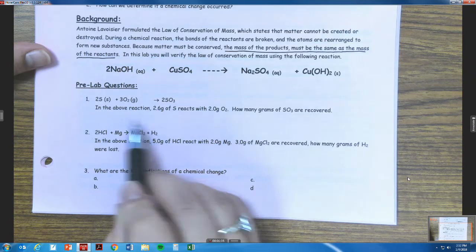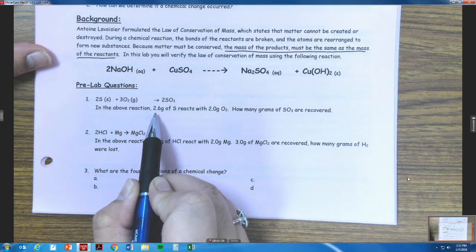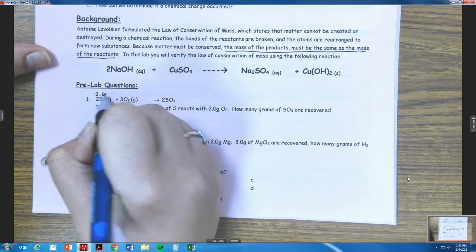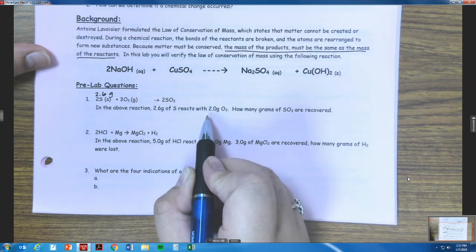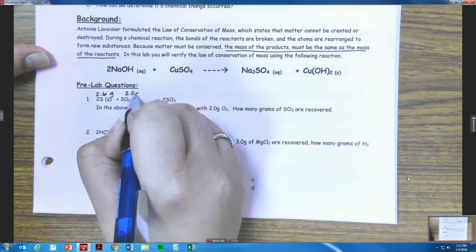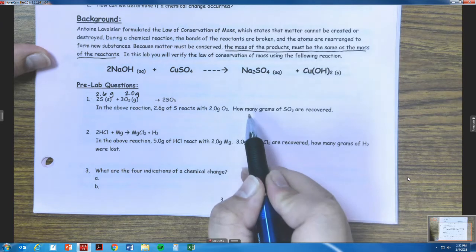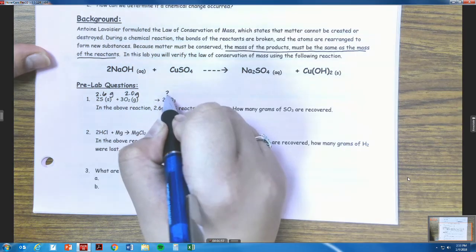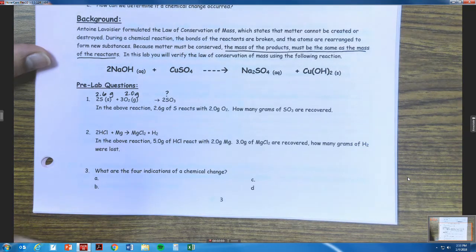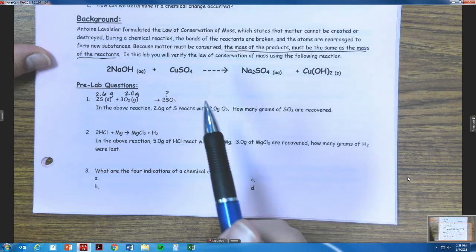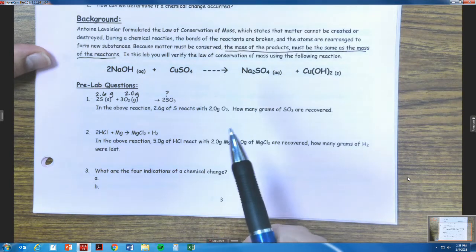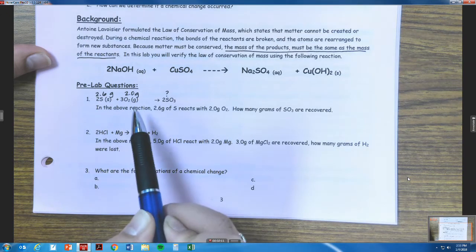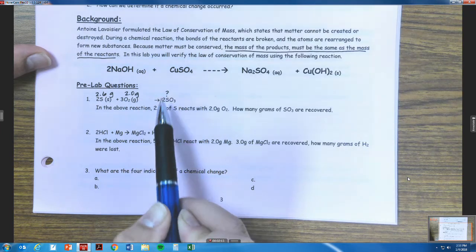So first off, our problem already tells us that we have 2.6 grams of sulfur, so I'm just going to write it above it. So we have 2.6 grams and we have 2 grams of oxygen. Okay, and it's asking us, how many grams of sulfur trioxide were recovered? So this is going to be our unknown mass. Well, remember, according to our law of conservation, whatever mass we started with, the mass of our reactants, has to be the same as the mass of our products.